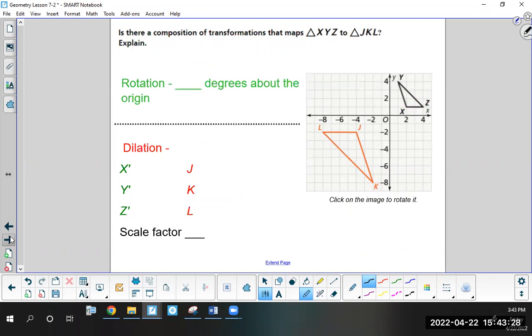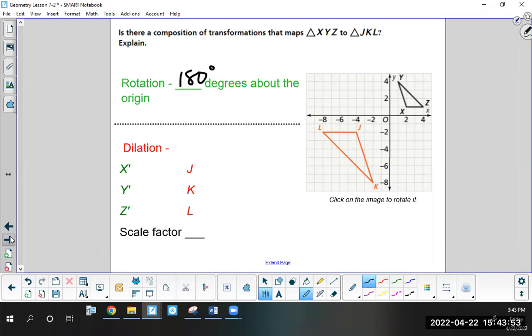Okay, so we talked about this already. We said that it was 180 degrees about the origin. And remember, if it's about the origin, that's automatically counterclockwise. Okay, so they just want us to list the ordered pairs for this. So in this one, it skipped the middle step. It went from the black to the green, which is not there, to the red.